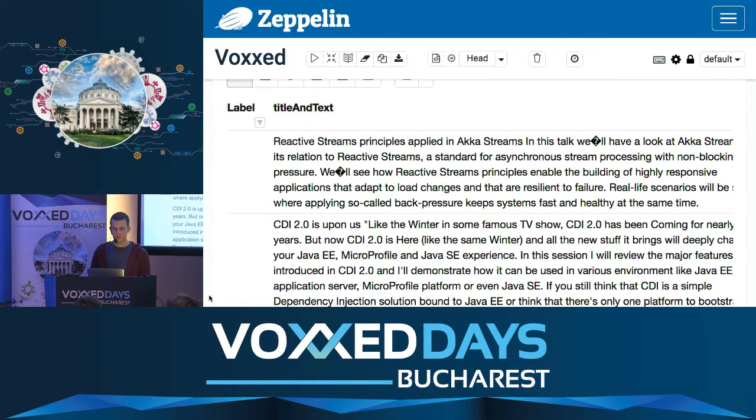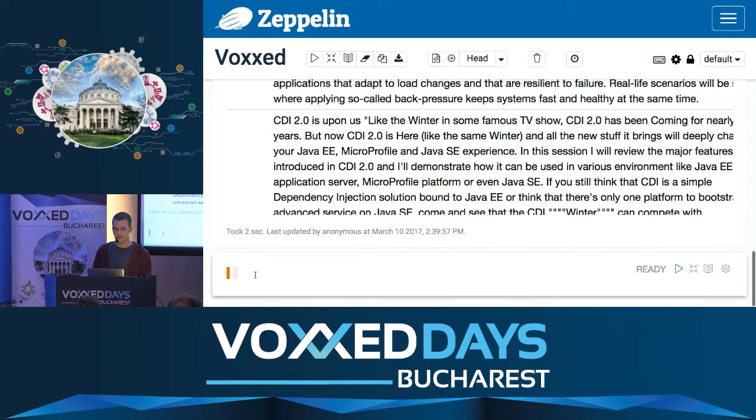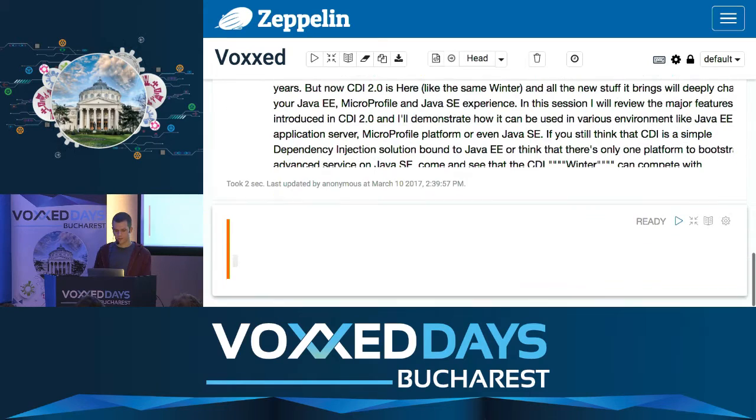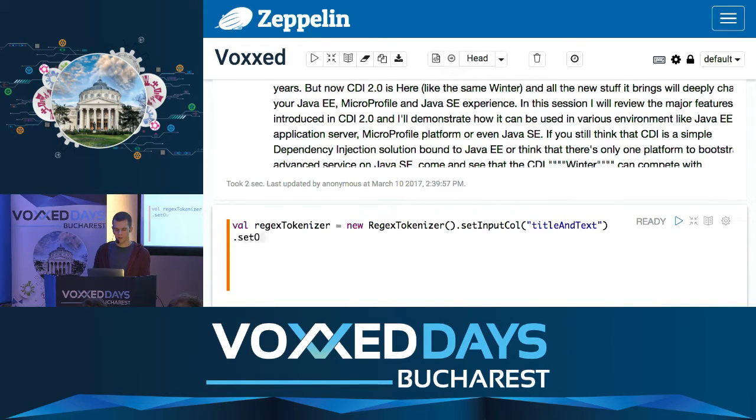And now we'd like to split these texts into separate words, because we need an array of features. To do that, we'll use regex tokenizer. It's another Spark transformation, where again we have to define what is the input column. So here it was title and text. And what is the output column. This will be words, because these will be separate words.